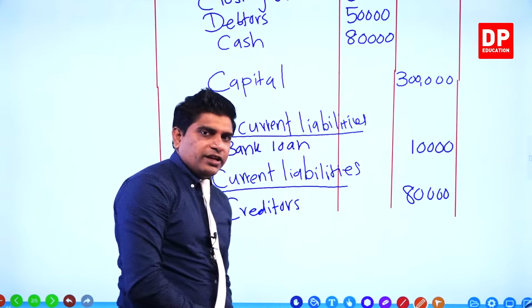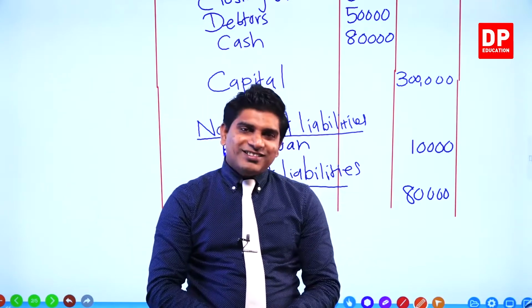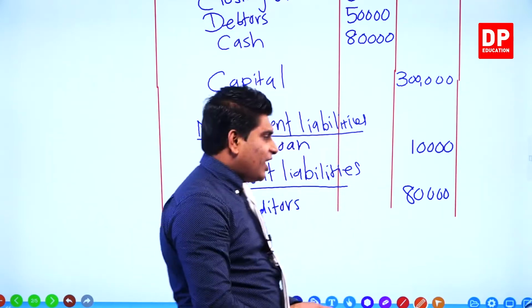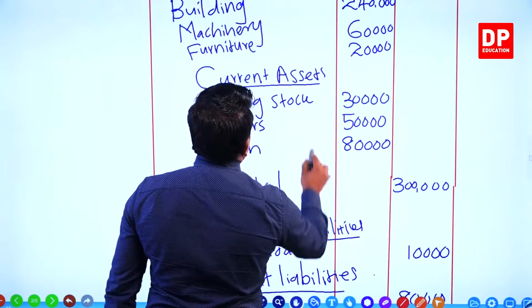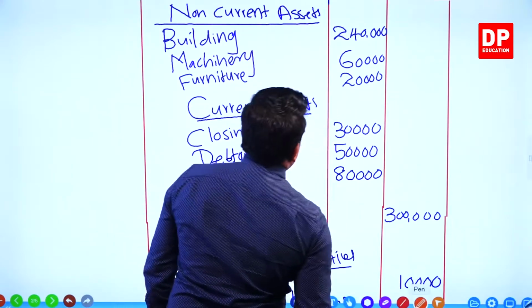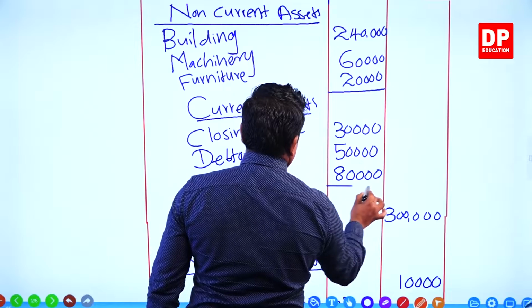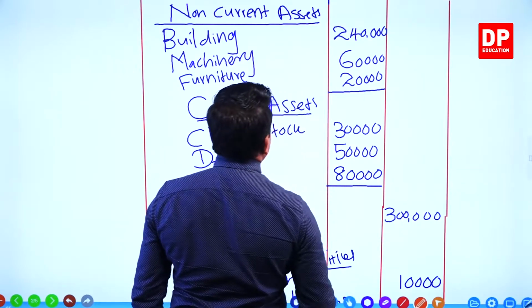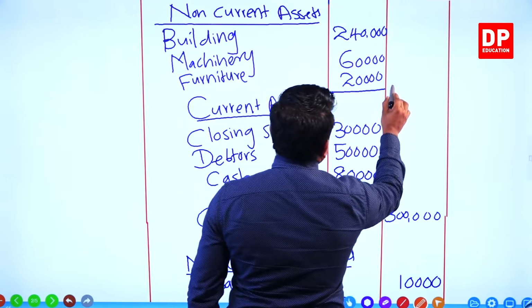Now we enter the details, right? Now what do you want to do? Now you have to get the total. You start from the non-current assets. Draw a line. You also draw a line. Why? You want to bring the details to the other side, right? Then 240, 60, how much? 320,000.